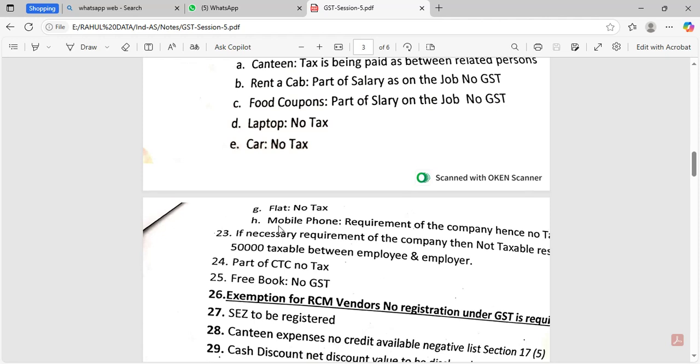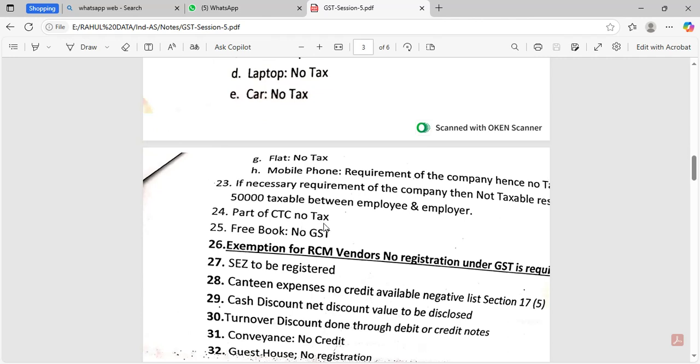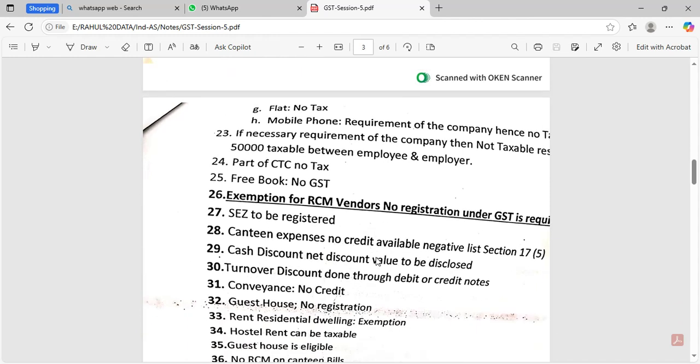Flat, no tax. Mobile phone is a requirement of the company, hence no tax. If it is a necessary requirement of the company, then not taxable. Up to 50,000 not taxable, more than 50,000 taxable between employee and employer. Part of CTC, no tax. Free book, no GST. Exemption for RCM vendors, no registration under GST is required.